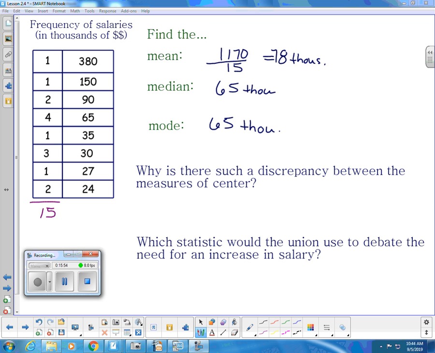Any ideas why they're not closer, the median and the mean? Yeah, it looks like there's an outlier, right? So if they put in the paper that the average salary of this company is $78,000, that's true, right? But is it a true representation of the data? Sometimes a median would be a better representation than a mean. So then we can come back and say, well, the median salary is $65,000. We need a raise. Okay?